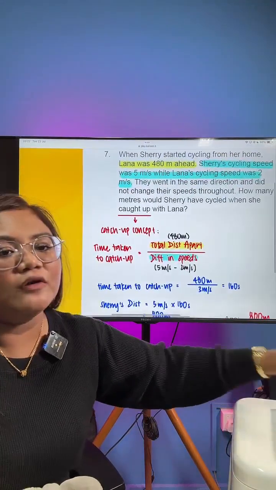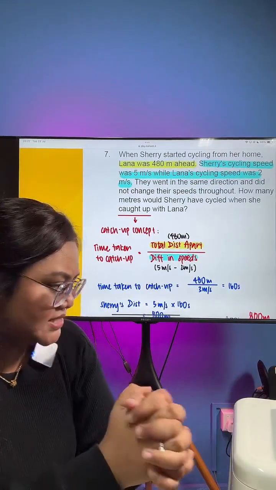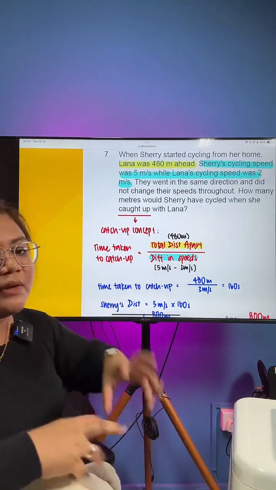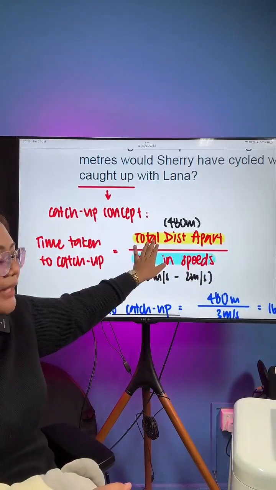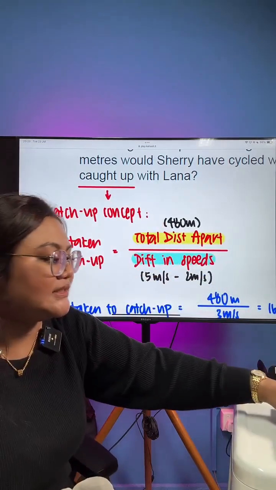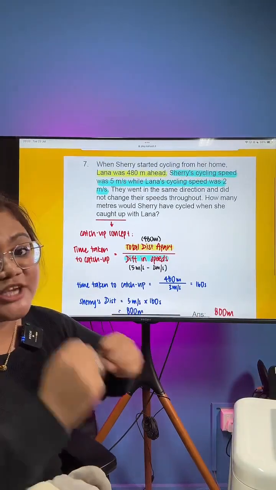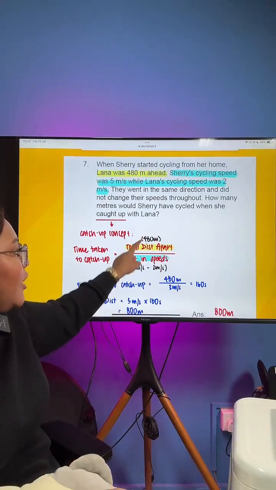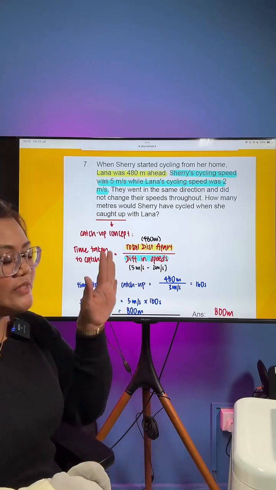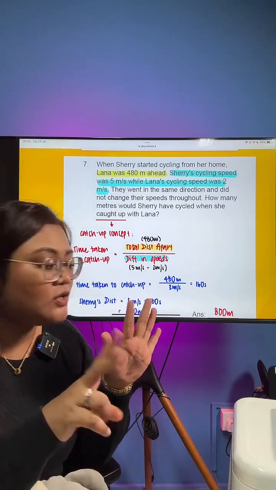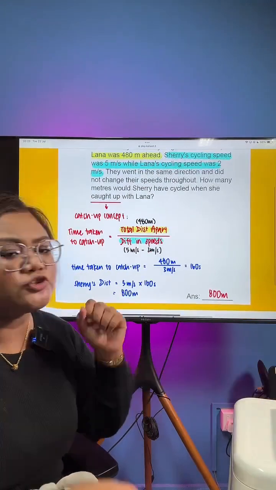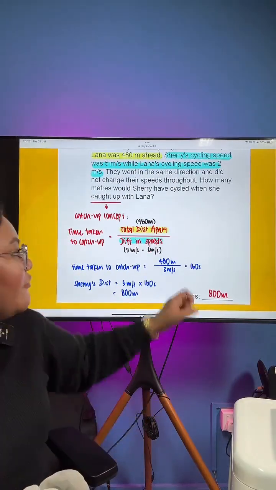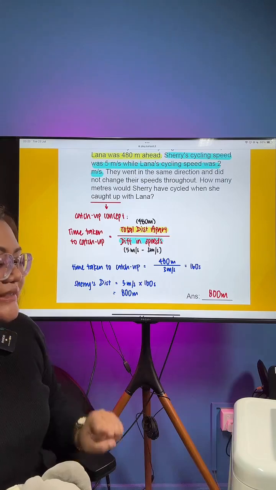So, this one, I hope all of you really go and memorize. Time taken to catch up. If I want to catch up to you, I just use this formula. Total distance apart, which is the 480 meters that Sherry need to catch up, okay? 480 meters at the top. The difference in speed, one of them is 5 meters per second, the other one is 2. The difference would be 3 meters per second. So the time taken to catch up, so Sherry need to go and cycle for 160 seconds, okay?